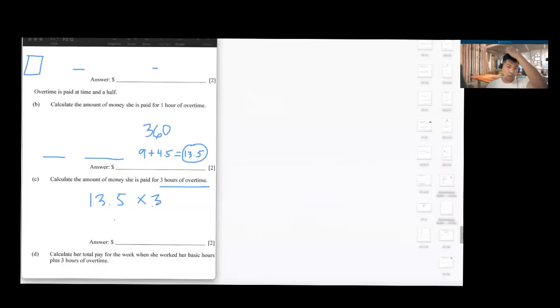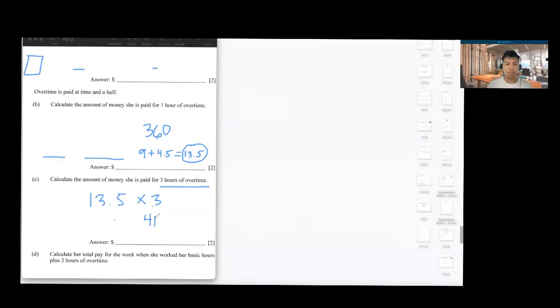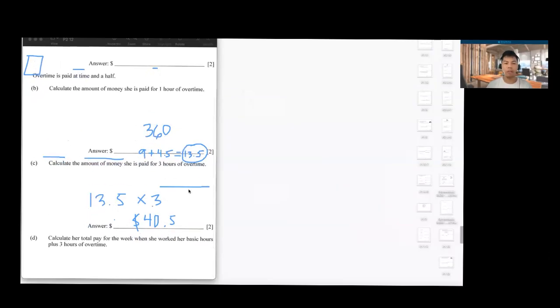So that would be what? 41.5, right? Yes, sir. 40.5. Yeah, it is 40.5. So that is what she would get for working 3 hours of overtime. So remember that for 40 hours, $40.50.